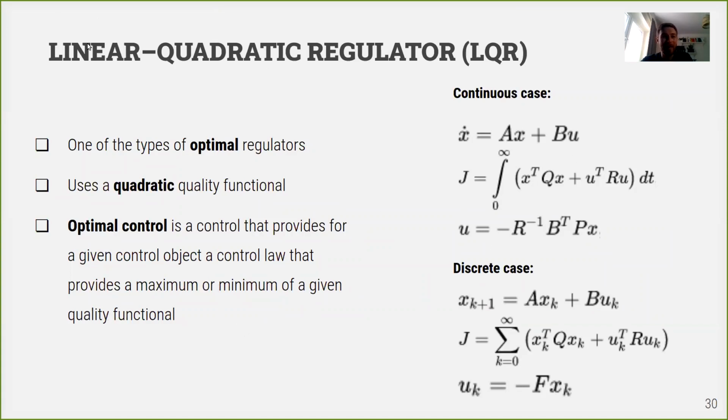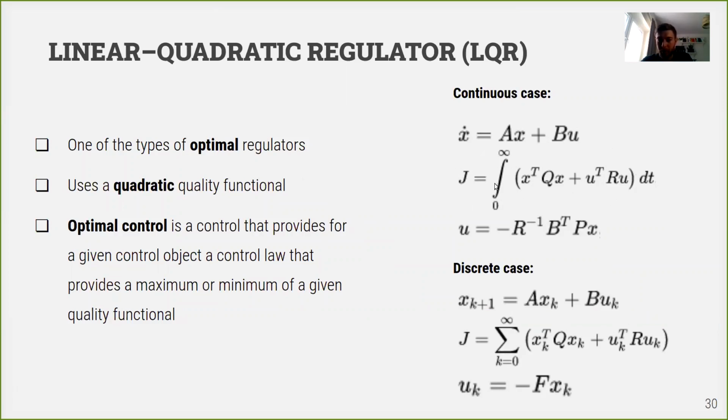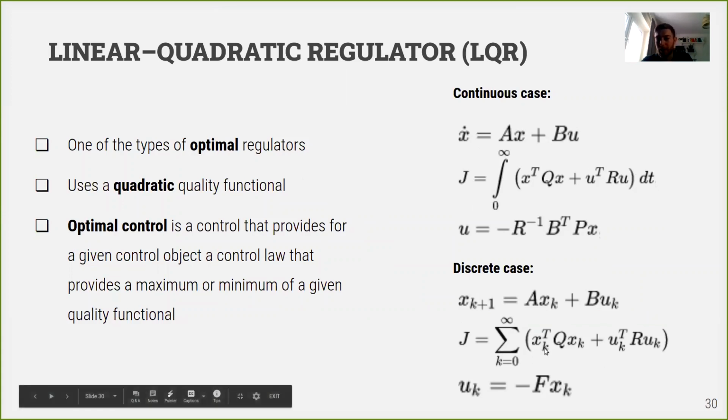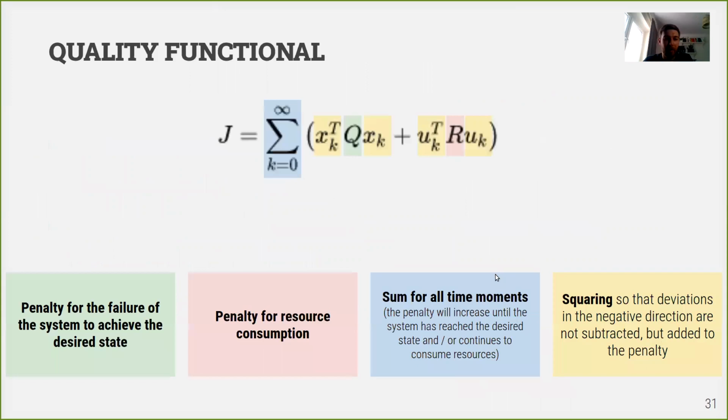And in the case of the linear quadratic regulator, we have a quadratic quality function, and we will see in a minute what it is. Here are some equations. You can see a state space representation of the system for the continuous and for the discrete case. And J is a quality functional. It has a scary look, because here we have an integral or summation, and we have some scary multiplication or squaring here. We'll see in a minute that this is quite a simple idea behind.